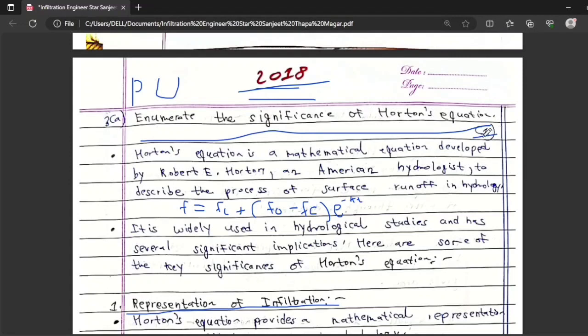In 1-2 marks, we should only list these, but if it is asked in more marks like 4, 5, 6, 7, 8, then we should explain them briefly or in detail according to the marks.